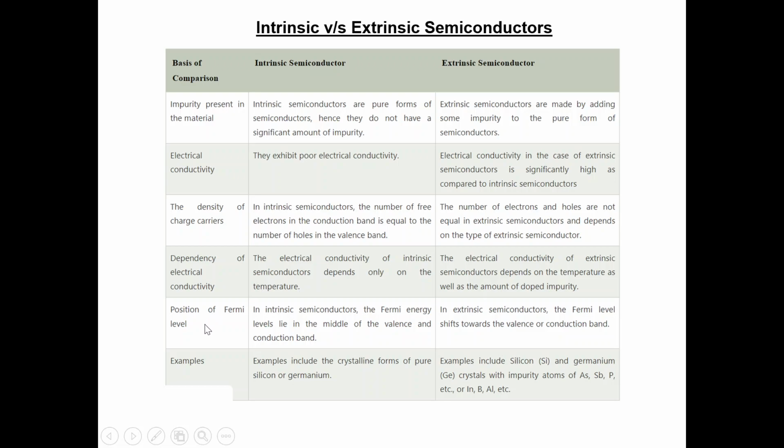If we talk about the position of the Fermi level, in intrinsic semiconductors the Fermi energy level lies in the middle of the valence band and the conduction band. But in extrinsic semiconductors, the Fermi level shifts towards the band edge, the conduction band or the valence band.